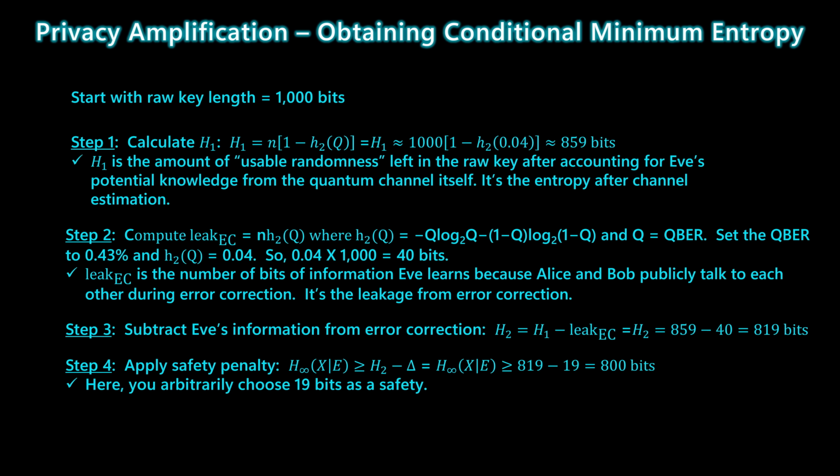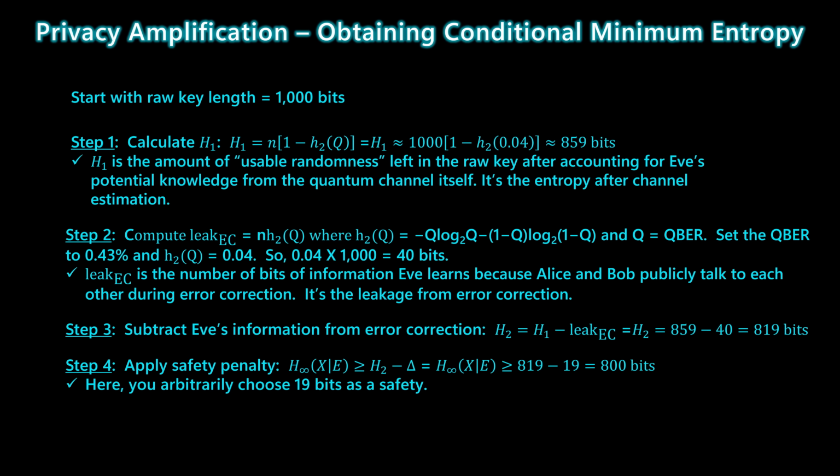In the second step, we compute how much information is lost during classical error correction. During error correction, Alice and Bob publicly exchange parity information that helps them reconcile their bit strings. Although the channel is authenticated, it is not encrypted, so Eve hears all of these parity messages. The total amount of information leaked this way is proportional to the binary entropy of the quantum bit error rate.